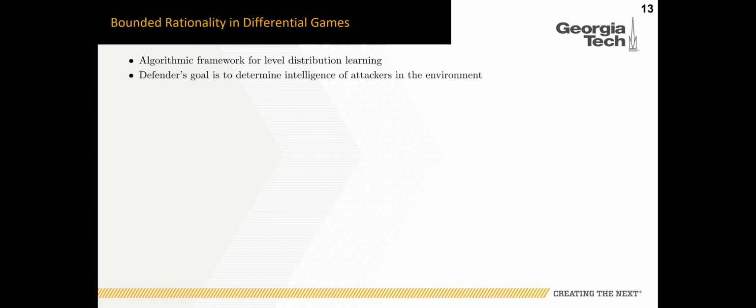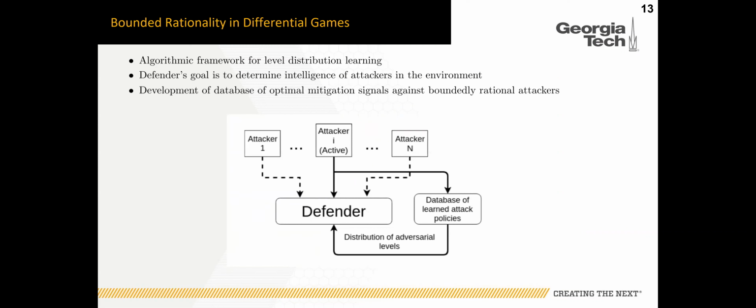So what we have done is an algorithm framework for level distribution learning. As a defender, I want to determine the intelligence of the attackers in the environment. This lets me make a database of learned attack policies and then map these back to level-k thinking. You can see here a little diagram where attackers of different levels interact with the defender, and I compare the interactions I see with a database of learned attack policies, and then I map everything to level-k thinking and cognitive hierarchy, whatever I use for bounded reasoning.